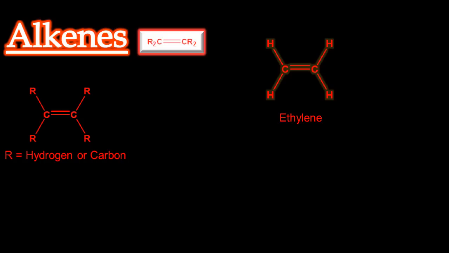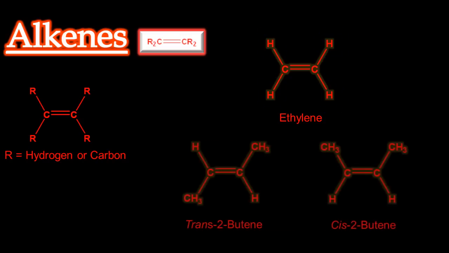Alkenes are also hydrocarbons, but differ from alkanes in that alkenes feature two carbons bonded by a double bond, which features one sigma bond and one pi bond. The simplest of alkenes is ethylene. Ethylene features four hydrogens surrounding two carbons that have a double bond between them. An additional example of an alkene is butene.